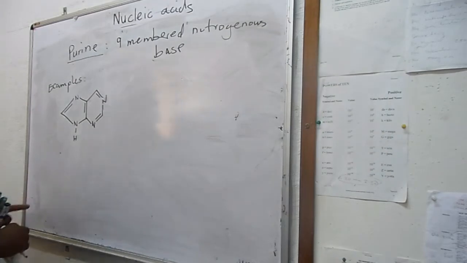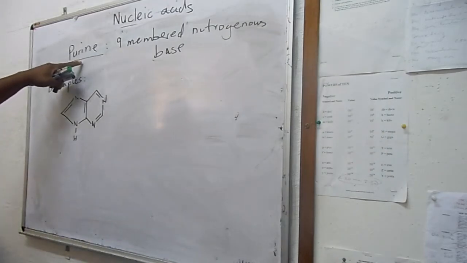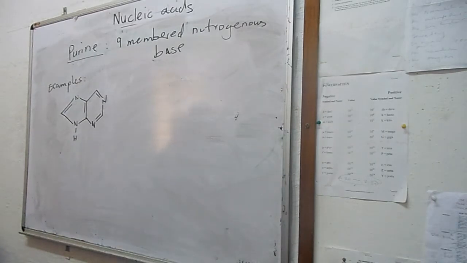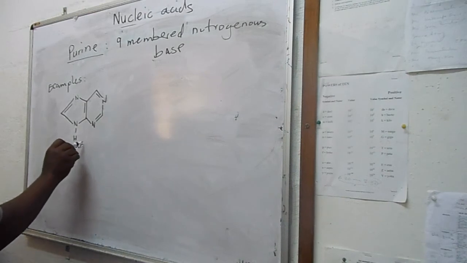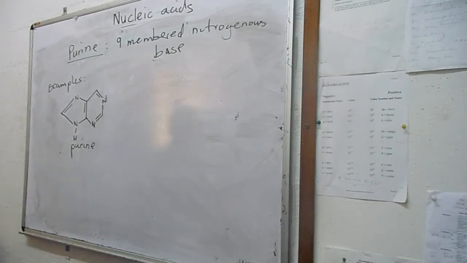What I produce is a purine. So a purine is a bicyclic compound that is made up of two rings, namely the imidazole and the pyrimidine. So this is a parent purine. Right. How do you name the parent purine?